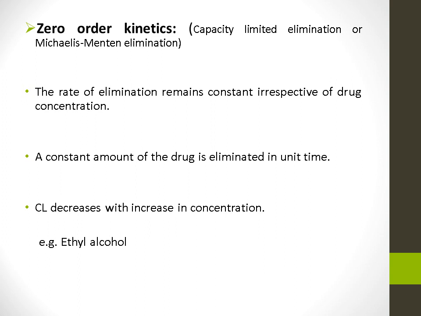The second type is zero order kinetics, or capacity limited elimination, or Michaelis-Menten elimination. These are some other names. So in your questions, if you see capacity limited elimination or Michaelis-Menten elimination, understand that they mean zero order kinetics. Okay. So rate of elimination remains constant irrespective of the drug concentration. So a constant amount of drug will always be eliminated in unit time. So what will happen? Clearance and concentration will be inversely proportional. So clearance will decrease with an increase in concentration. Example, ethyl alcohol.